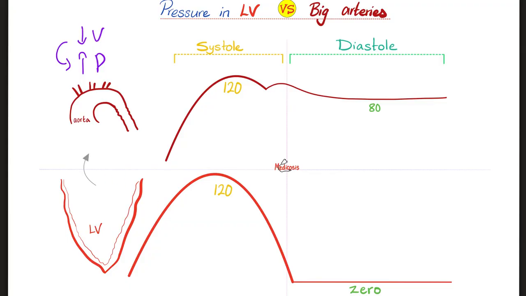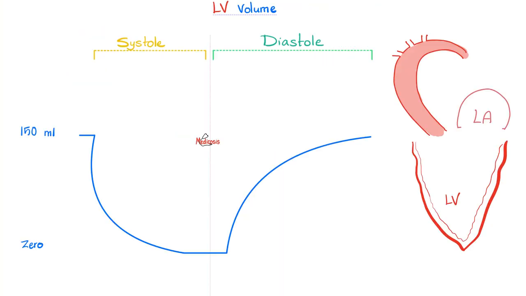not to ventricles. And this is the cause of the dicrotic notch or the dicrotic incisura of the aorta that you see in cardiac cycle graphs. Next, what do you think happens to the left ventricular volume as it pushes blood out of it? Of course, the volume goes down. But when it's receiving blood into it, the volume goes up.